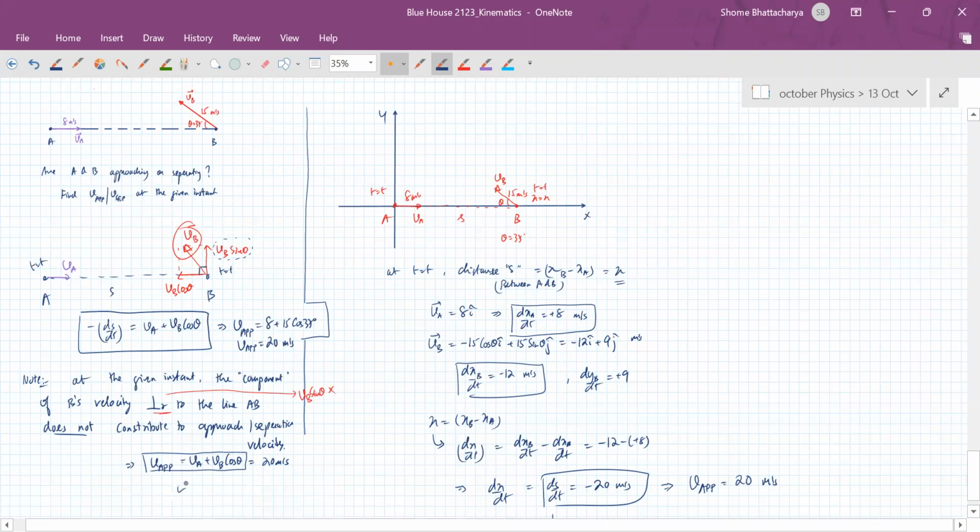So this is the instantaneous. So that means it's only for that instant. It will be changing after that instant. So this is the instantaneous approach velocity.